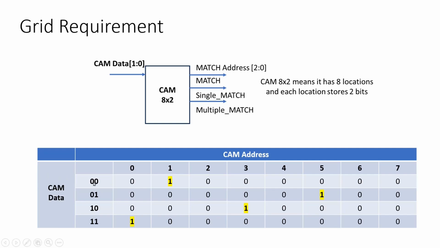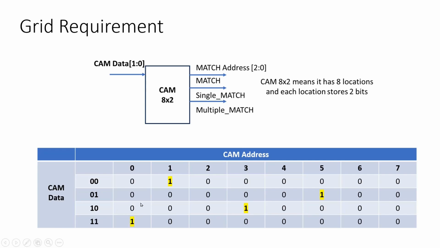It has 4 possibilities: 0 0, 0 1, 1 0, 1 1. Now we need to see where this 0 0 is written inside the CAM address. Let us say here I am writing 1. That means 0 0 is written at address 1 of CAM. 0 1 is written at address 5 of CAM memory. 1 0 is written at address 3 of CAM memory. 1 1 is written at address 0 of CAM memory.